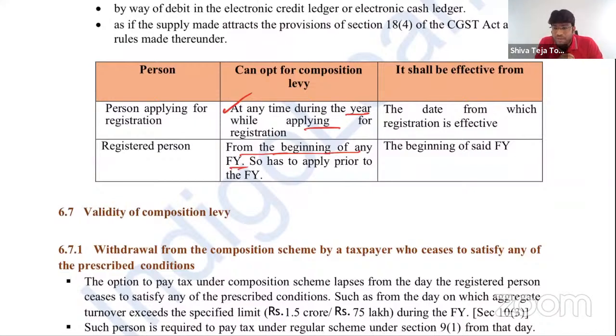Next, one more question. So we can say in actual, people don't practically include interstate supply. Of course, for a composition scheme, they don't include. The reason being very clear that if you are doing interstate outward, there is no question of entering into composition scheme.